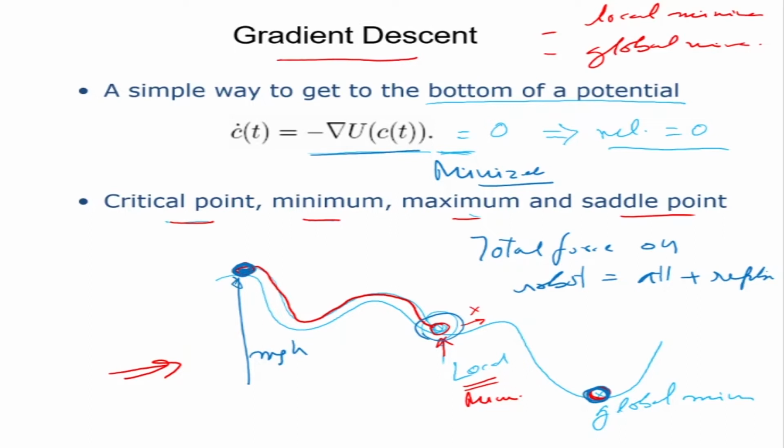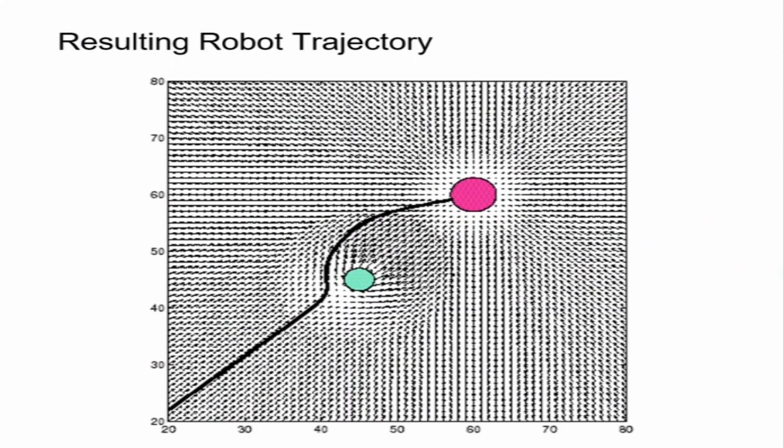So what we do here is we use the force acting on the robot and drive the robot in a direction which reduces the potential by using the negative gradient descent, and then we have to be careful that it doesn't get caught in a local minima.